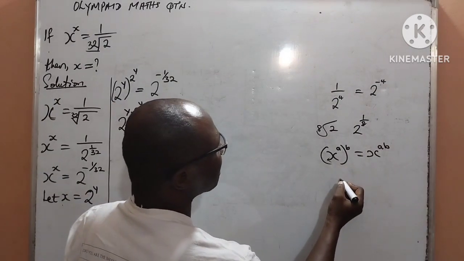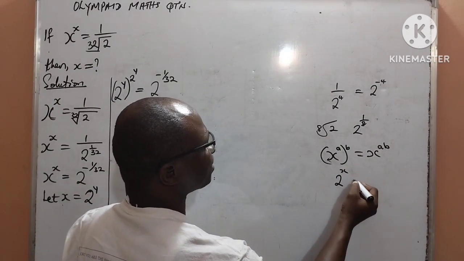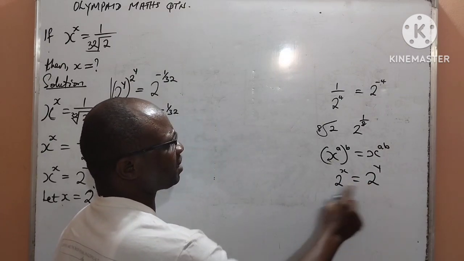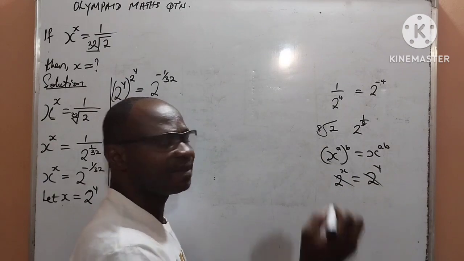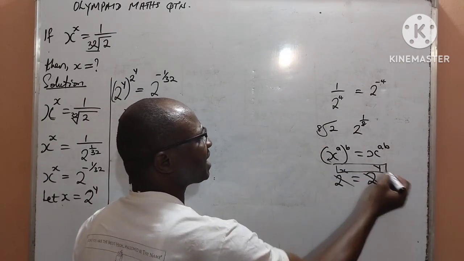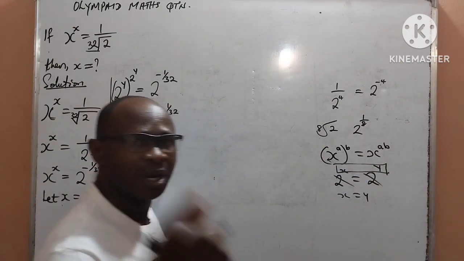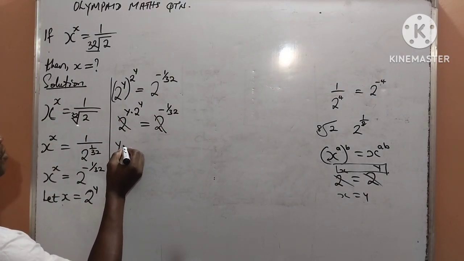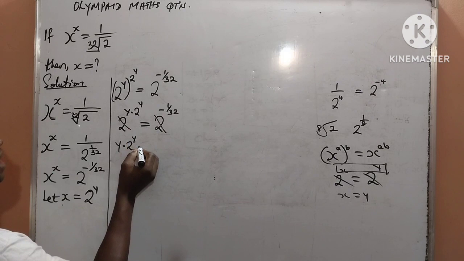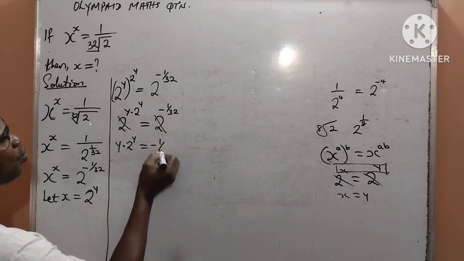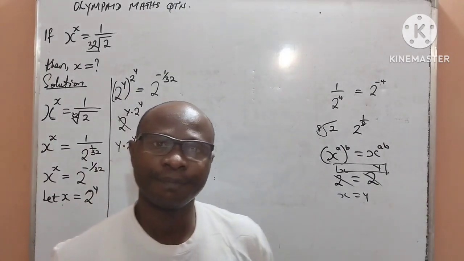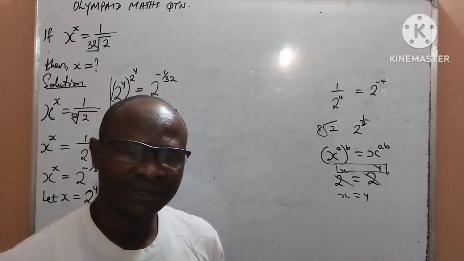Okay, when I have 2 raised to the power x equal to 2 raised to the power y, once the bases are equal, you can cancel out the bases so that the powers become also equal. Meaning that I can cancel out here the bases to have y multiplied by 2 raised to the power y equal to minus 1 all over 32. Very good. You know, mathematics is life.